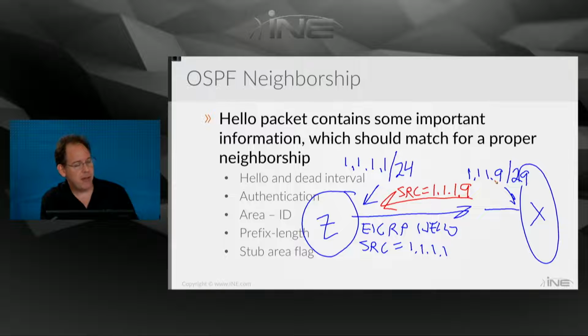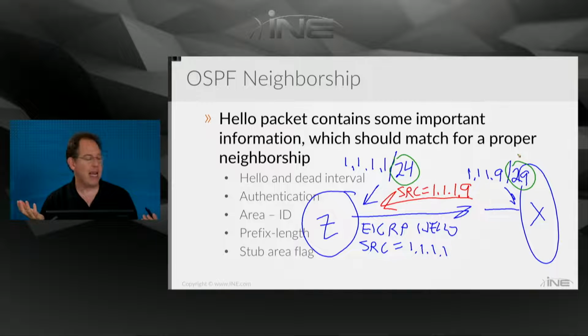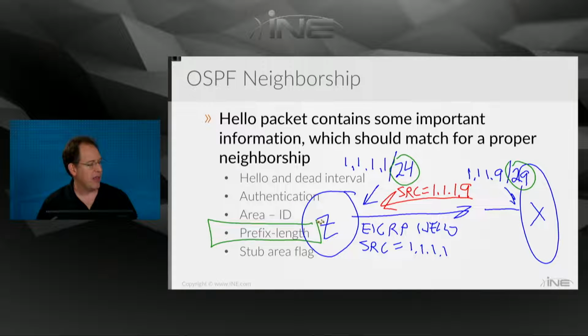In OSPF, this would be a problem for both sides because in their hello packets, they actually include what their subnet mask is. And both sides would see that the other side had a different subnet mask. Router Z would say, wait a second, you're telling me your subnet mask is a /29. That doesn't match me. I'm a /24. And so in OSPF, that's why we say the prefix length has to be the same. So it's a bit better at discovering these types of problems than EIGRP is.